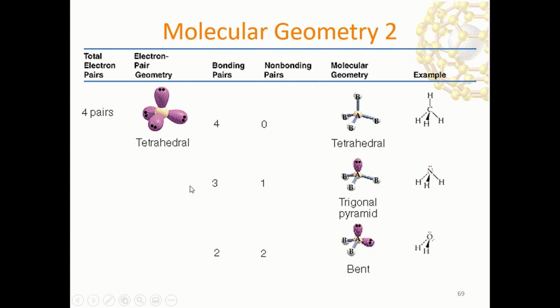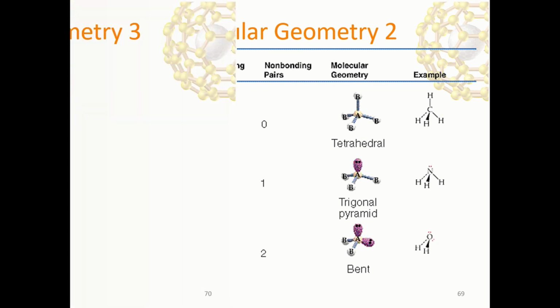So the moral of the story, kind of going through this, is whatever the electron pair geometry is, if it's all bonding pairs, then that is the molecular geometry. If you have a non-bonding pair, then it's not the same as the electron pair geometry.